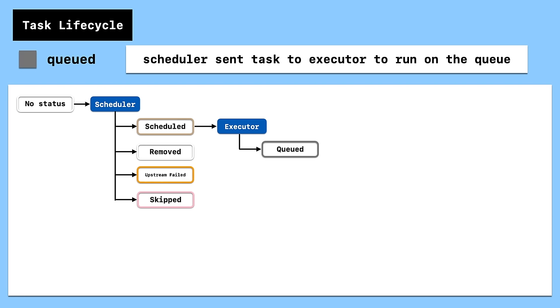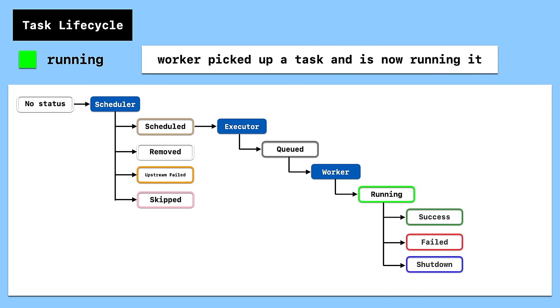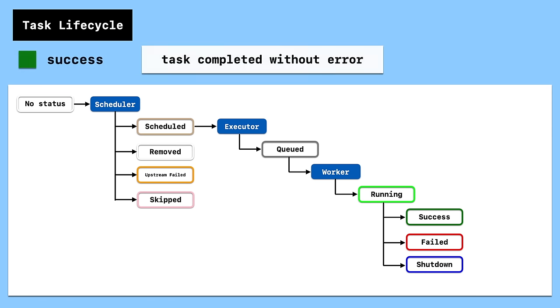After that, the worker will execute the task once it is free. Free means the worker's computation resources are not fully occupied. At this stage, the task's status is running. Based on the execution results, there will be 3 possible stages: success, failed, or shutdown, which is very straightforward. Success means the task completes flawlessly.